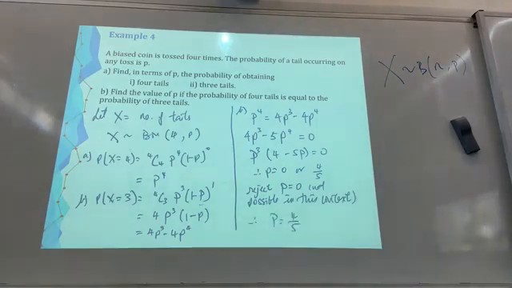So therefore, p has to be 4 over 5. So it's biased towards the tail. 4 times out of 5, you get a tail. It's not that bad.